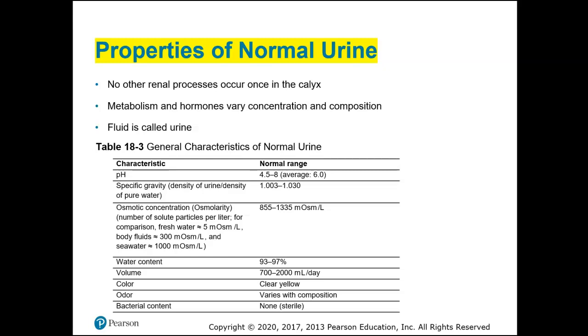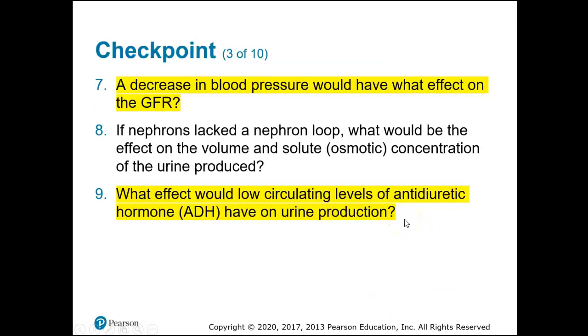Then for properties of normal urine, it's a little more dense than water. Water has a specific gravity of 1 even, and urine is a little bit more dense than water. The pH can be anywhere from 4.5 to 8. The average is around 6, which is slightly acidic, but not strongly acidic. It's about 93 to 97% water, and the color should be clear yellow. No bacteria should be in the urine.